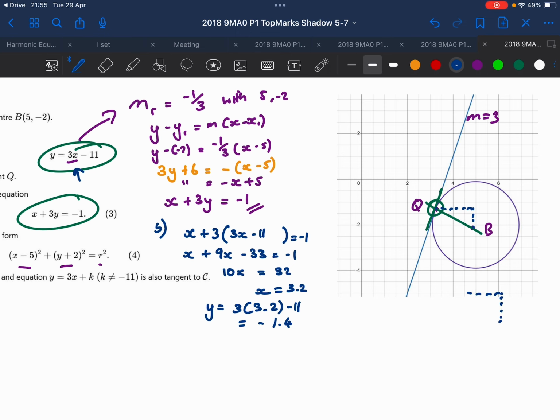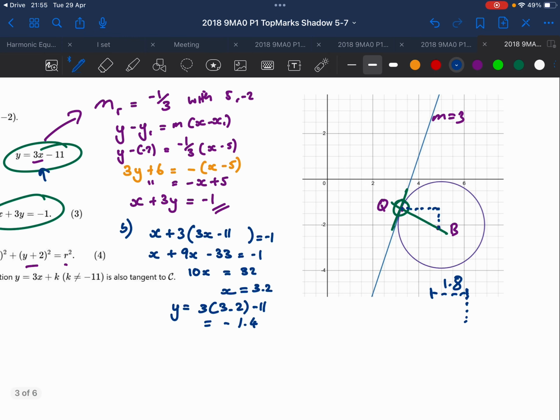So if I just sketch out my triangle here: from 3.2 to 5, that is 1.8. At minus 1.4 and going down to minus 2, that's a 0.6. So if I do 1.8 squared plus 0.6 squared and square root it, that would be how I would get the radius.